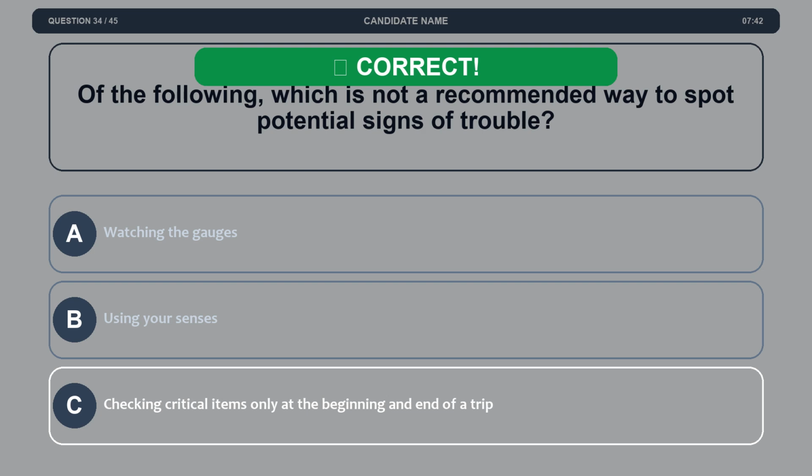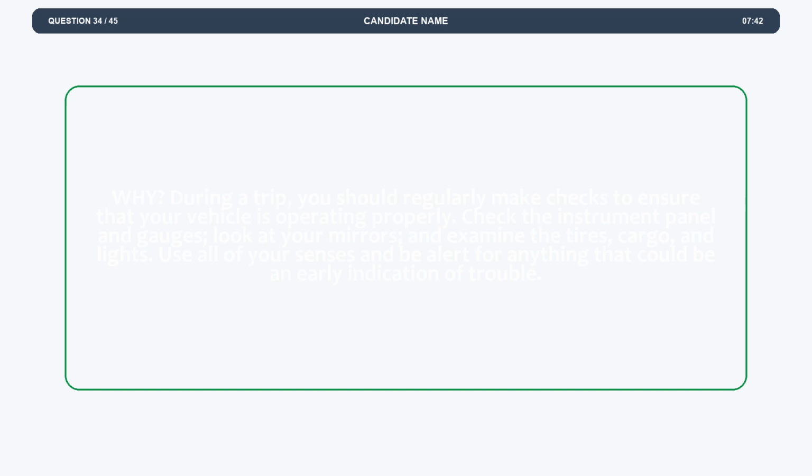The correct answer is option C. Checking critical items only at the beginning and end of a trip. Explanation. During a trip, you should regularly make checks to ensure that your vehicle is operating properly. Check the instrument panel and gauges, look at your mirrors, and examine the tires, cargo, and lights. Use all of your senses and be alert for anything that could be an early indication of trouble.